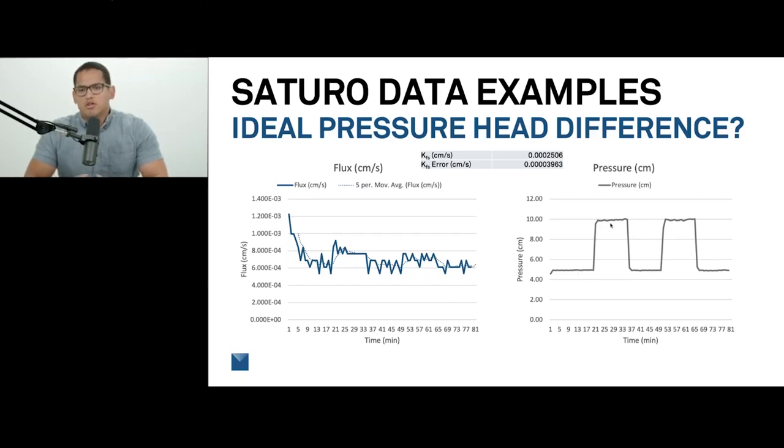And so what I'm trying to say here is ideally in a measurement like this, we're going to have a higher pressure head difference, maybe 5 and 15 centimeters to induce a higher difference in the flux measurement. That way we can ensure that we have a good accurate estimate of our lambda value. And so that's the one thing I would do different here is increase that difference. Other than that, this is still a relatively good looking measurement and the error still was relatively low from this measurement. So not too bad.